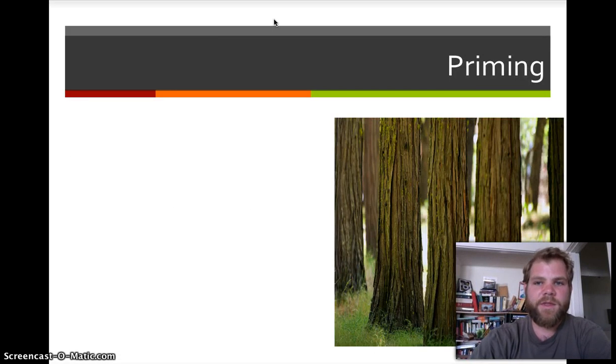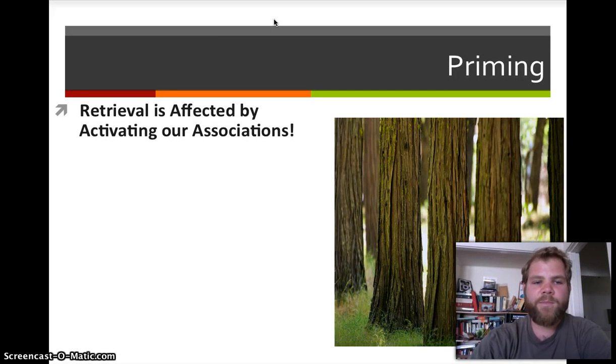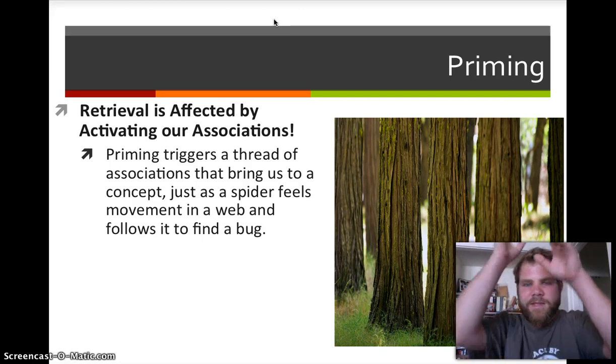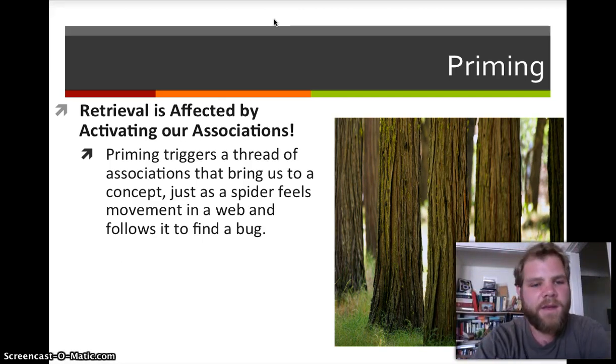Priming. This is a retrieval technique. We see this statement here: retrieval is affected by our activating our associations. What does that mean? We talked about how memories aren't just individual files like on a computer, but rather a complex web that's intermingling and interconnected. What priming does is trigger a thread of association, a web of different ideas that are linked together through meaning.